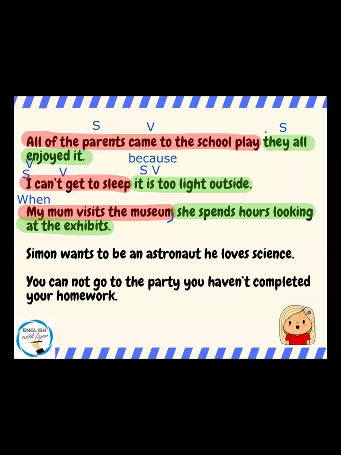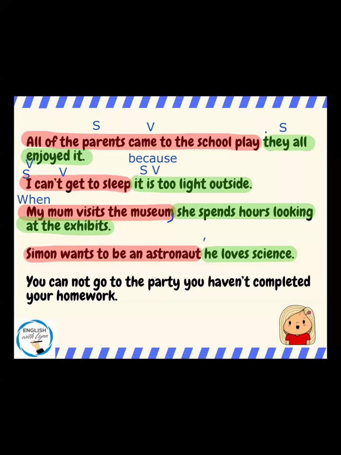Okay, so moving on to Simon. "Simon wants to be an astronaut he loves space." So my main clause, I can see where it finishes. "Simon wants to be an astronaut" is the first part, and "he loves space" is my second main clause. I think the logical way of splitting this would be to put a semicolon in there, because it's giving me more information about why Simon wants to be an astronaut.